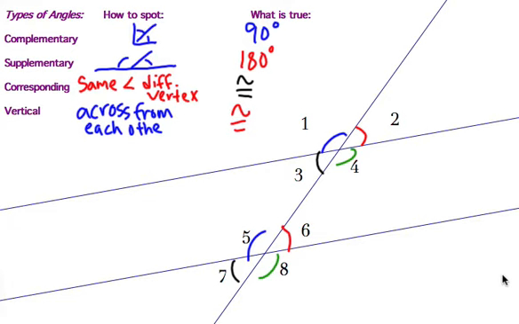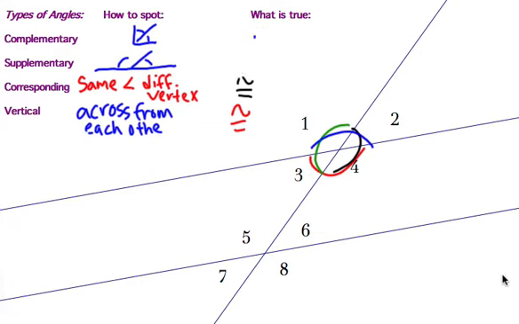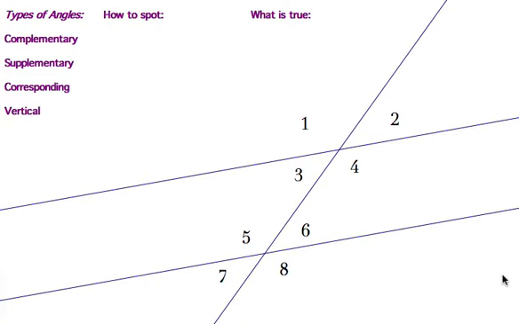On here, we have some supplementary. We don't have any complementary, right? But supplementary would be like 1 and 2, or 3 and 4, or 1 and 3, or 2 and 4, same down there, okay? So those are our different types of angles that we know at this point, okay? And knowing this information is helpful for being able to find missing angles.